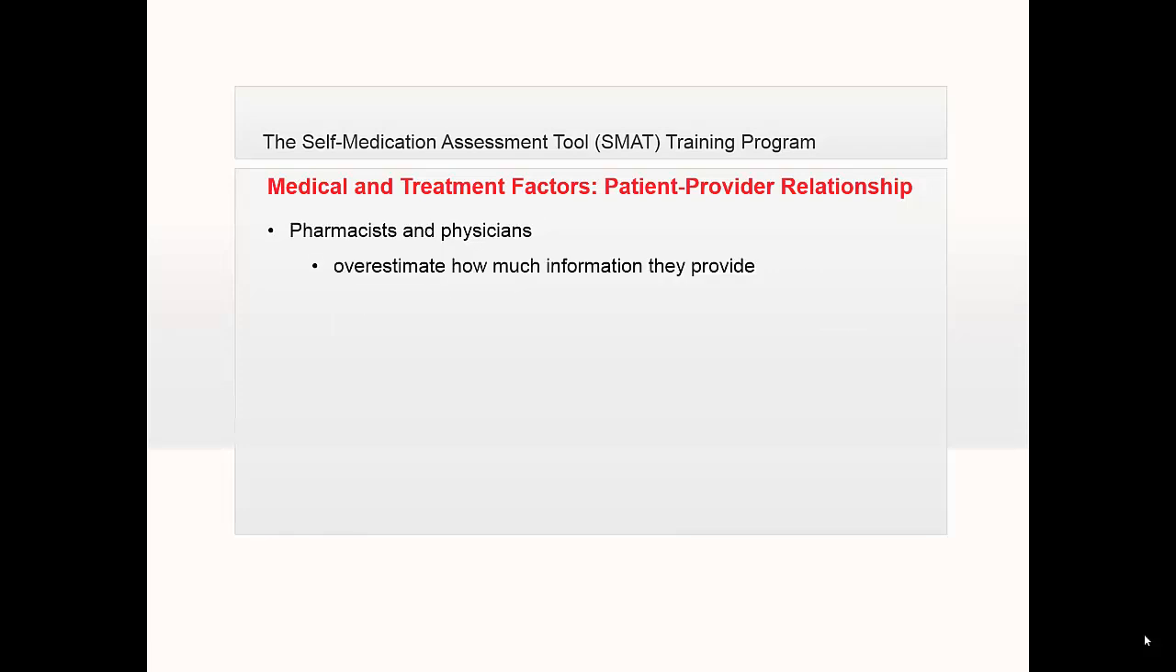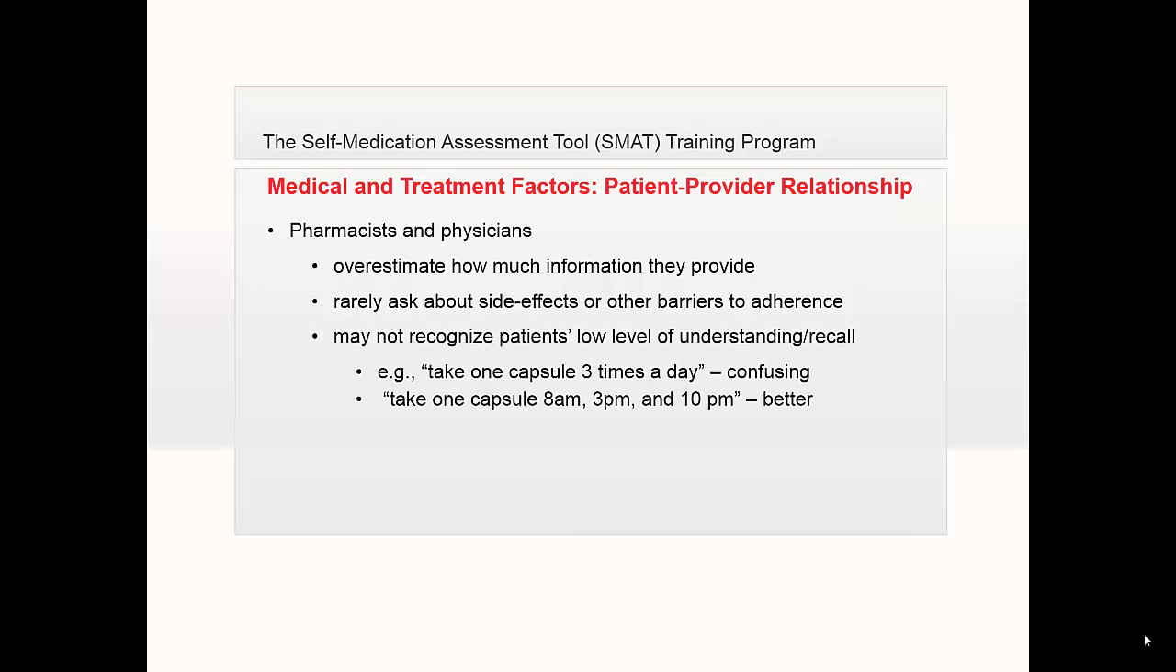Pharmacists and physicians may overestimate how much information they provide, may rarely ask about side effects or other barriers to adherence, or may not recognize patients' low level of understanding or recall. For example, telling a patient to take one capsule 3 times a day may be confusing, but telling them to take one capsule at 8 a.m., 3 p.m., and 10 p.m. may result in better adherence.